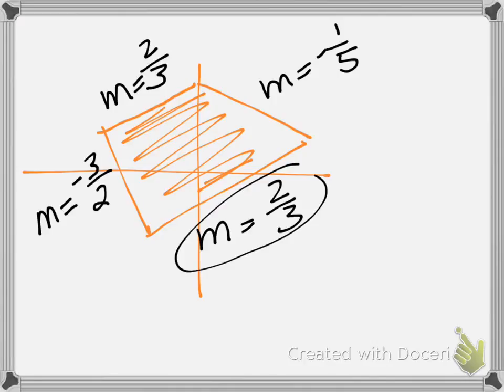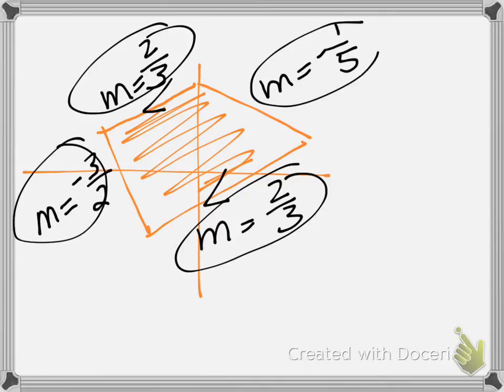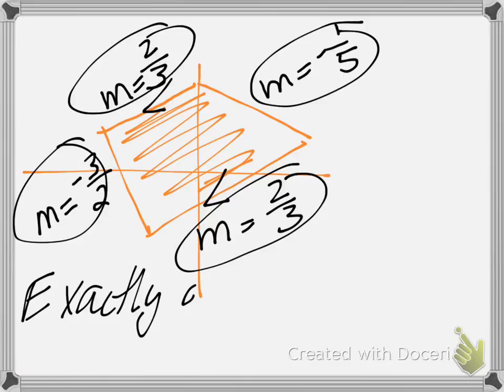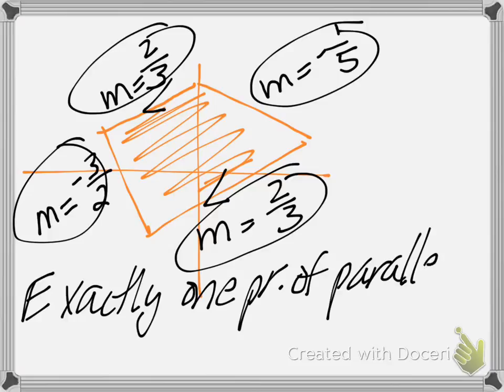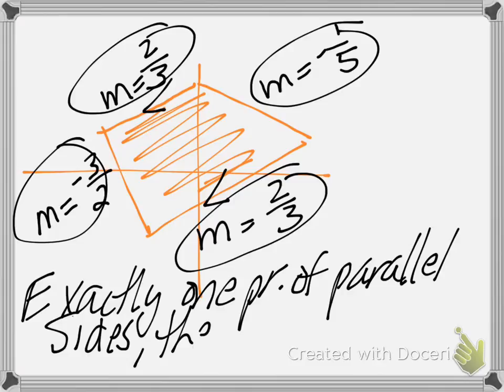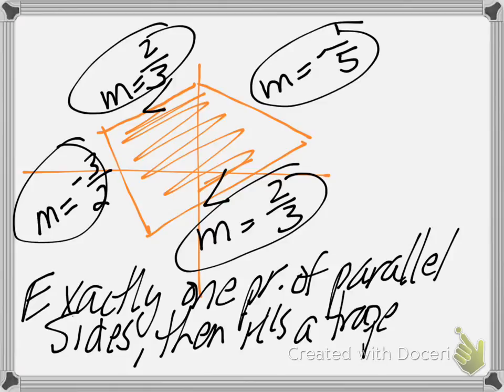So this side has 2/3 and this side has 2/3. That means these are parallel sides. And these are completely different, which means that the other two sides are not parallel sides. So if you have exactly one pair of parallel sides, then it's a trapezoid. Okay, so I hope that this was helpful.